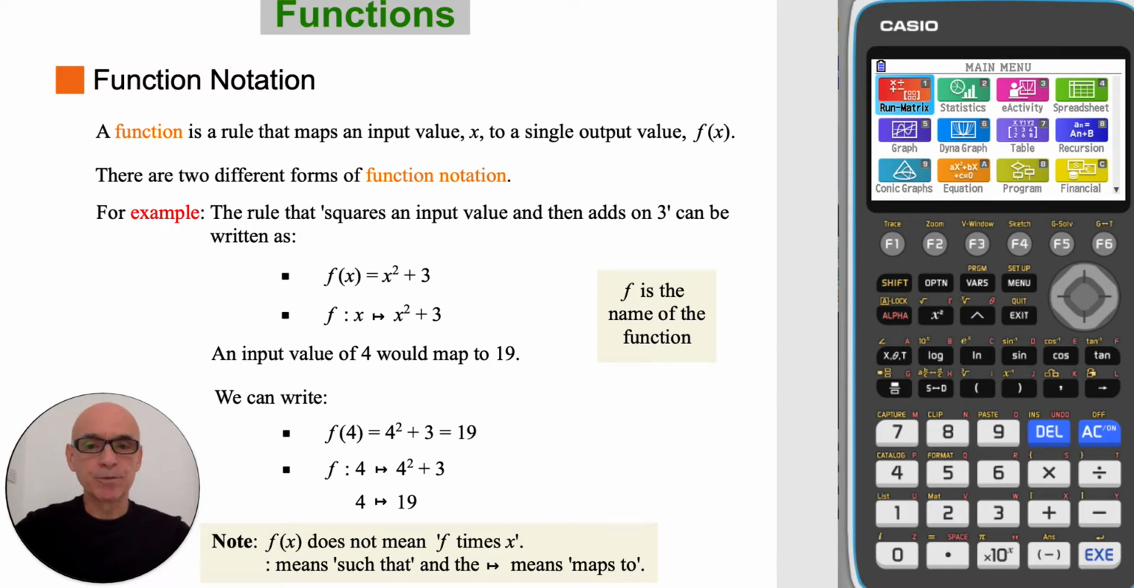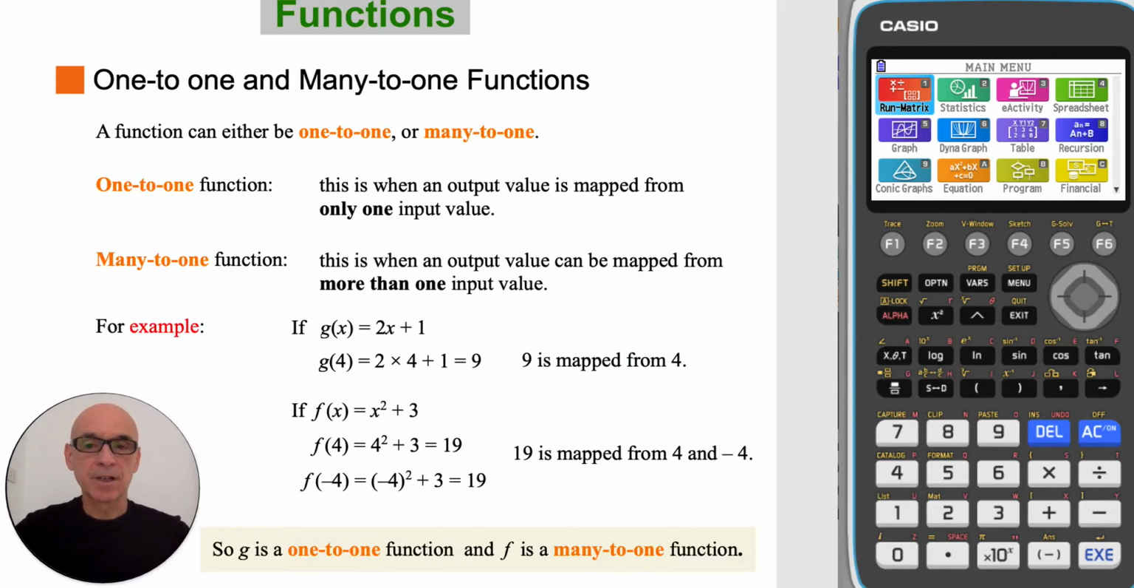There are two different forms of function notation. For the rule that squares an input value and then adds on 3, we can either write f of x is equal to x squared plus 3, or f is such that x maps to x squared plus 3. The letter at the front, in this case f, is simply the name of the function. The input value of 4 mapping to 19 can either be written as f of 4 is equal to 19, or f is such that 4 maps to 19.